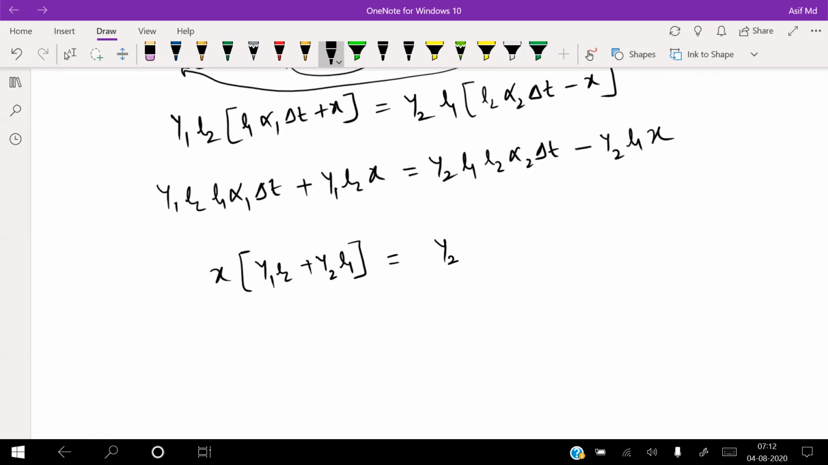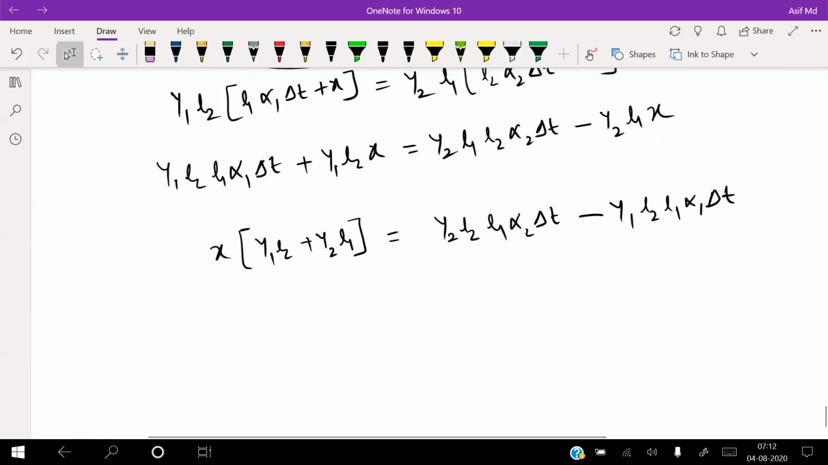Yes, sir. Equals y2 L2 L1 alpha 2 into delta t minus, this will become for me y1 L2 L1 alpha 1 into delta t. Is this step clear? Yes, sir. Am I making any mistake there? Nothing. This term I kept here, and this term I have taken to the other side. Correct, there is no problem, sir.